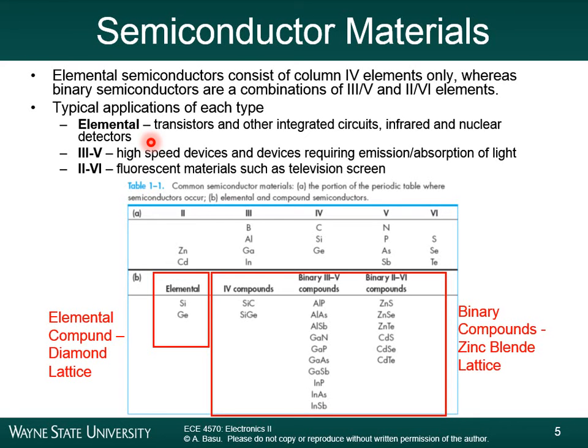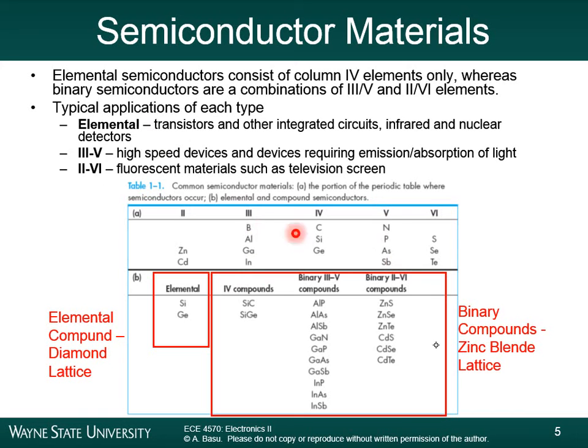So when we're talking about 3-5 materials, we take one type of atom from column 3 of the periodic table, and then we take another type from column 5. People have done a lot of experiments and studies on which combinations work. One of the things they found is that you can't take a really small column 3 atom like boron and combine it with a very large column 5 atom like Sb.